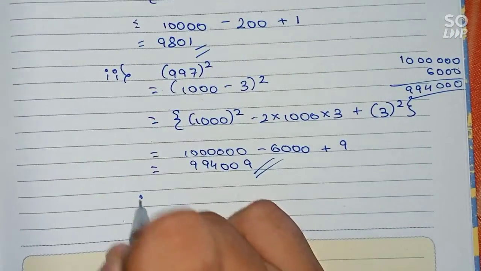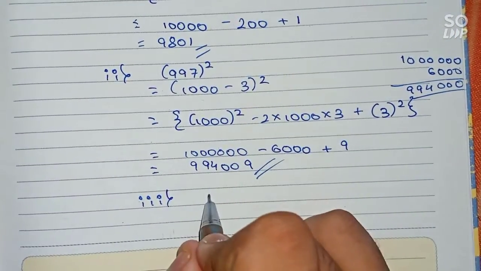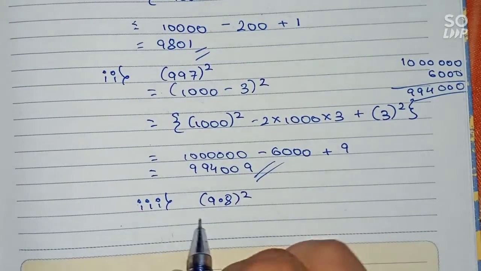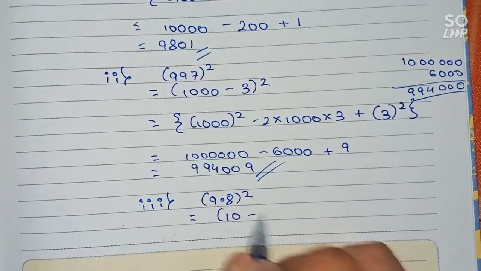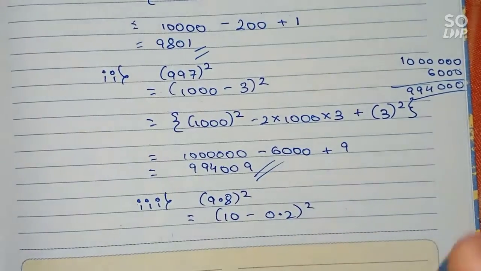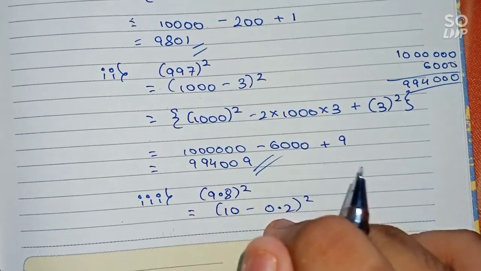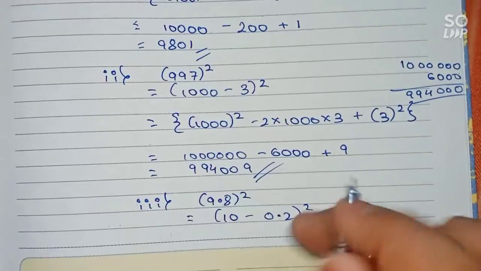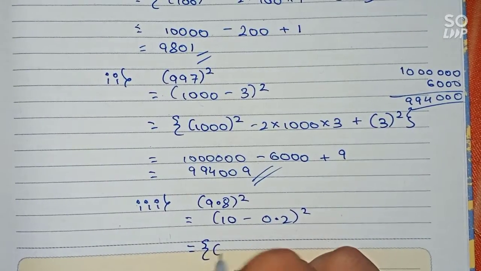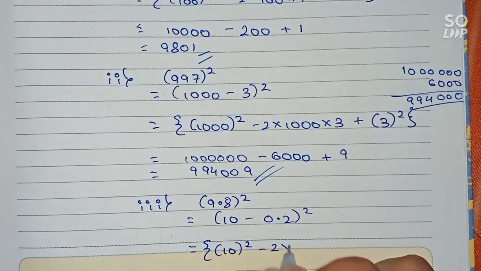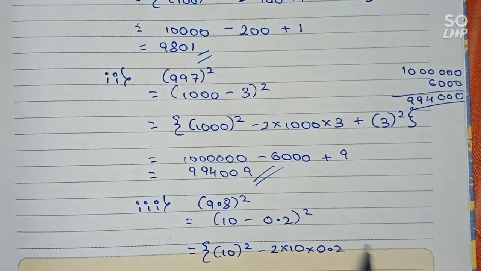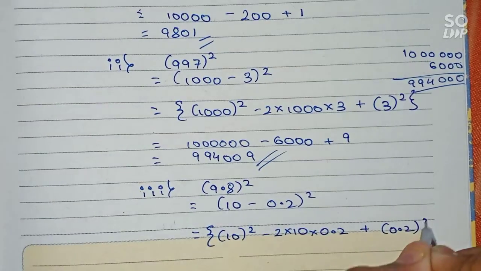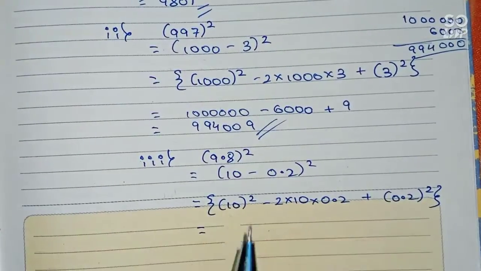So now our last question, that is in decimal. It is given 9.8 whole square. So we can write it like this: (10 minus 0.2) whole square. Can you write it? 10 minus 0.2 will be equal to 9.8 only. So now follow this whole square. Now the formula you apply here: 10 square minus 2 into 10 into 0.2, plus b square, that means 0.2 whole square. Close the bracket. So here the number of zeros gets doubled.